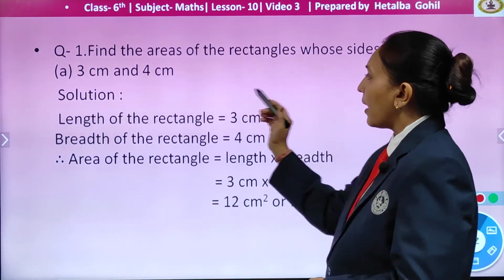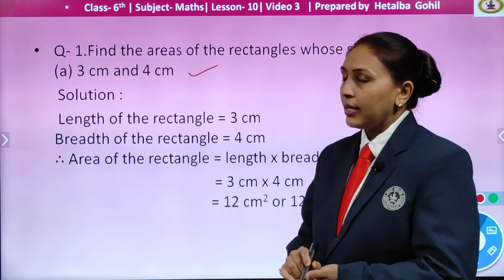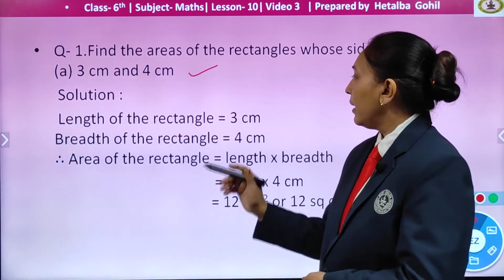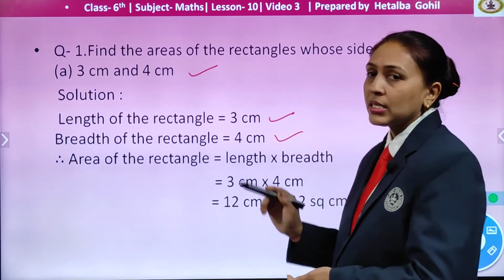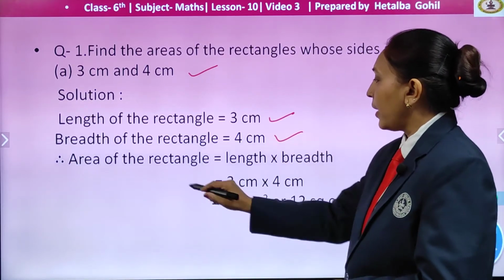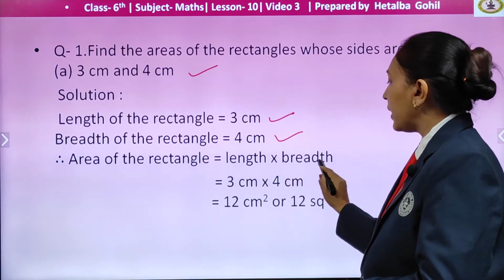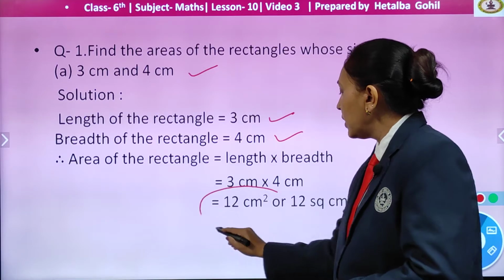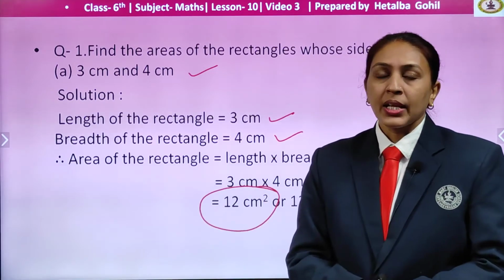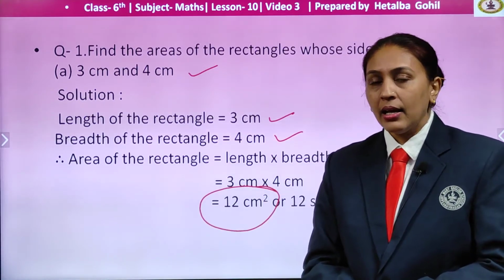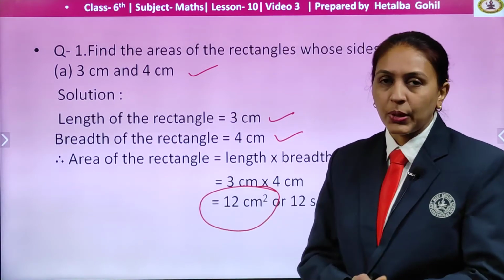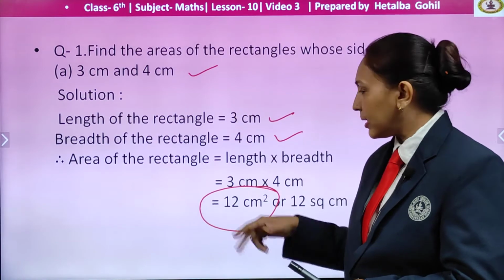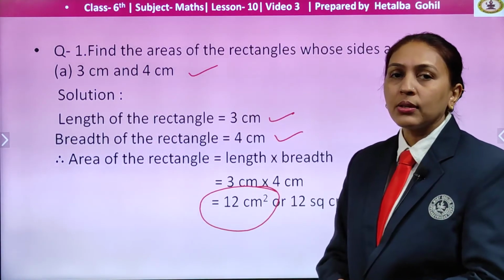So here we have to find the area of a rectangle where length and breadth are given to you. Length is 3 centimeter, breadth is 4 centimeter. So area of rectangle, that is L into B, that is 3 centimeter into 4 centimeter, we get 12 centimeter square. Children, we always write area units as squares because we are finding the entire region that is measured in squares. So don't forget to write the units here.